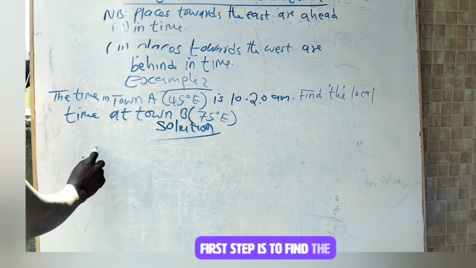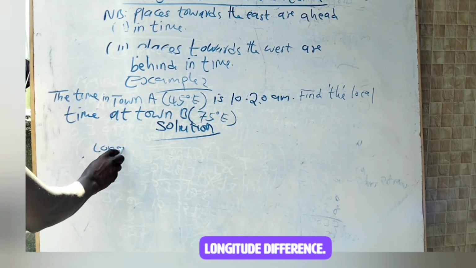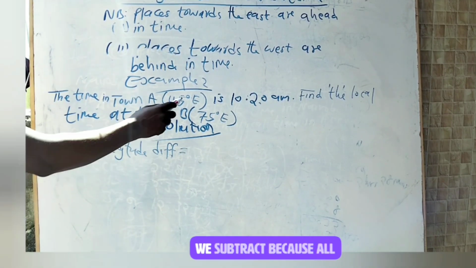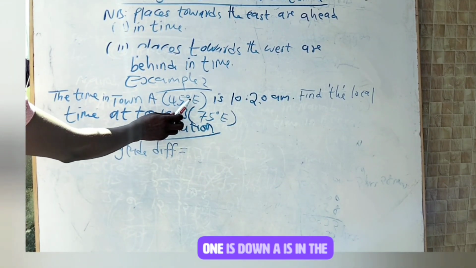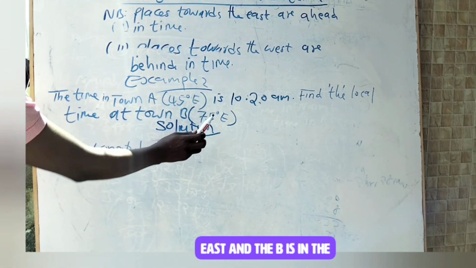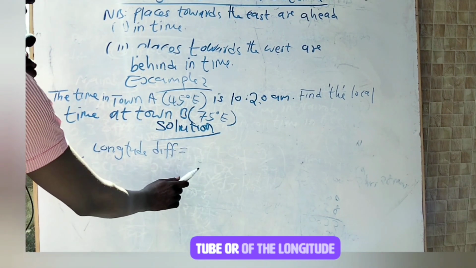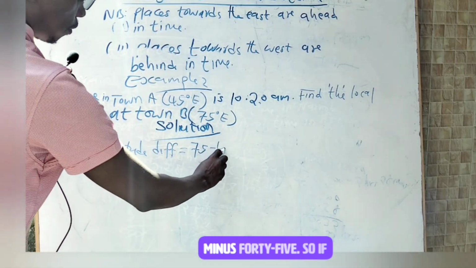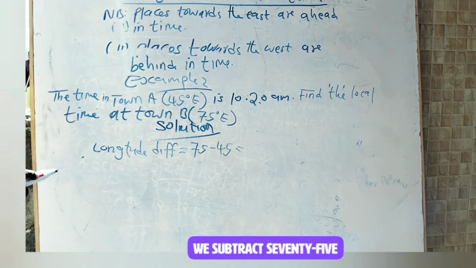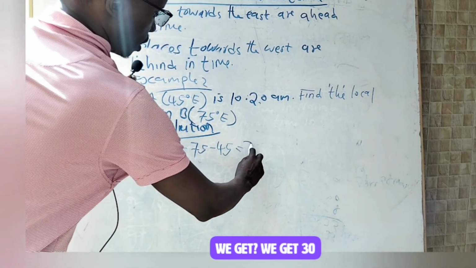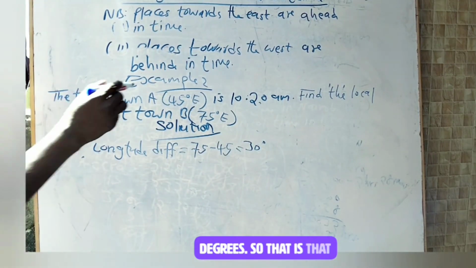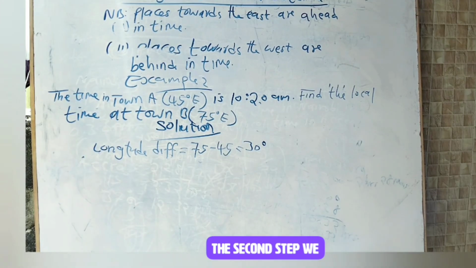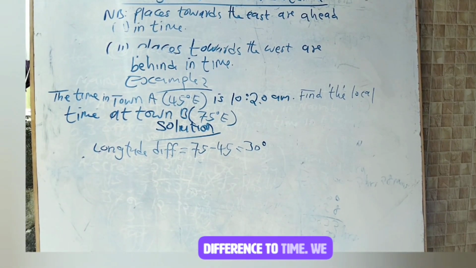So the first step is to find the longitude difference. We subtract, because all of these are east. Town A is in the east and B is in the east of the prime meridian. So we subtract 75 minus 45. What do we get? We get 30 degrees. So that is the longitude difference. After that, the second step, we convert the longitude difference to time.